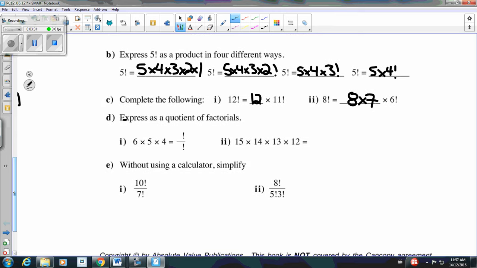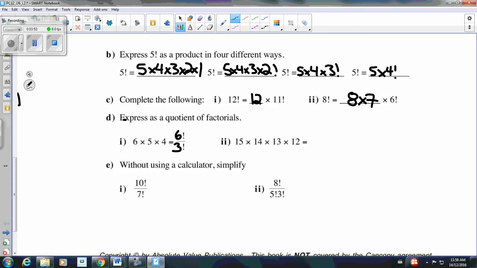Express as a quotient of factorials. Well, I need 6 times 5 times 4, if that's what I'm left with. If I started with 6 factorial, because that's my highest one, but I've crossed out 3 times 2 times 1, so that means I've crossed out 3 factorial.